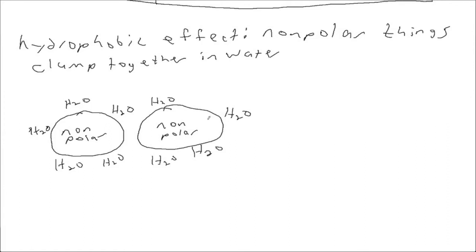So the point I'm trying to make is that along the surface of the nonpolar substance, water is prevented from interacting with any other waters. The surface of the nonpolar substance takes up space and prevents the water from interacting with other waters. So what do we want to do? We want to reduce the surface area of the nonpolar substance. If we reduce the surface area by having it clump up, notice what happens if they clump up.